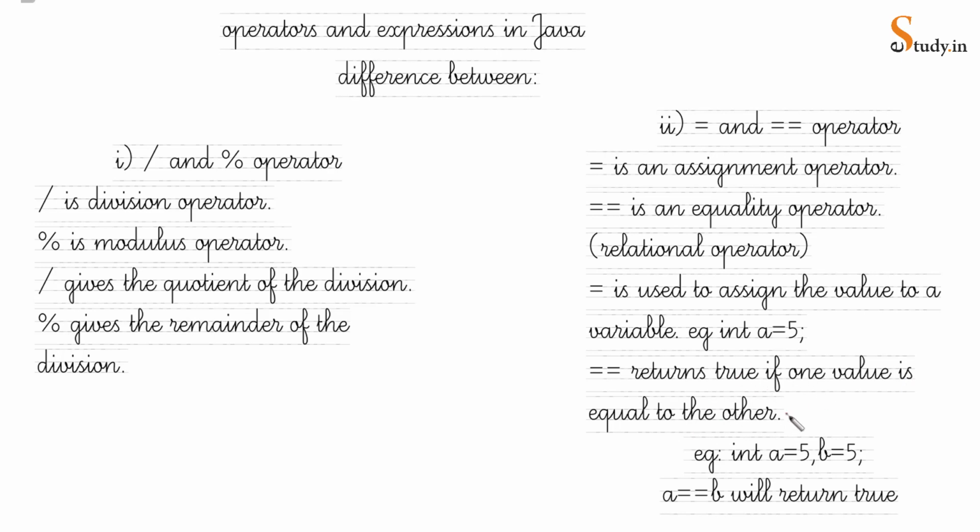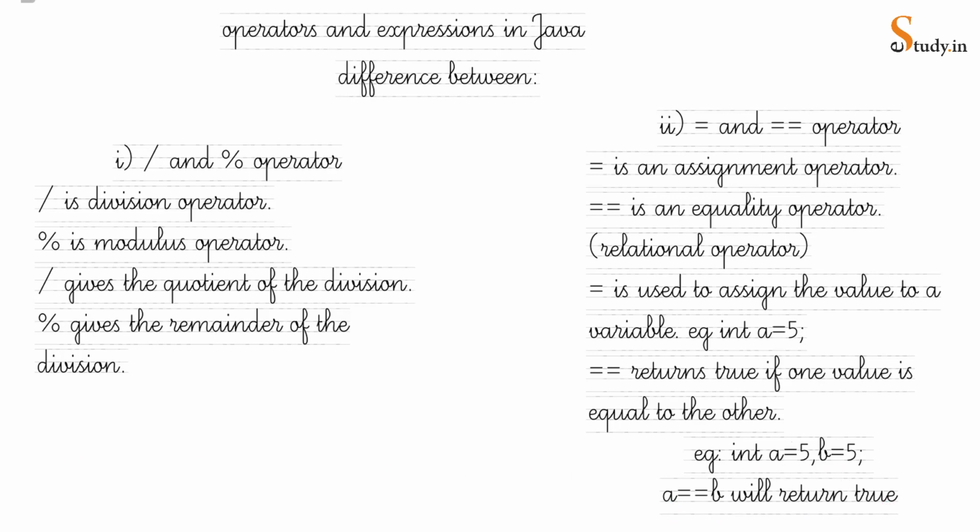Okay, so that means if the two values compared are equal, it returns true, else it returns false. So let's take this example. int a is equal to 5 and b is equal to 5. In this case, the value of both a and b is 5. So if we write a == b, it will return true because both the values are equal.